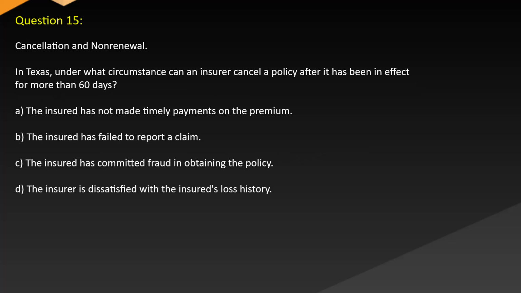Question 15. Cancellation and non-renewal. In Texas, under what circumstance can an insurer cancel a policy after it has been in effect for more than 60 days? A. The insured has not made timely payments on the premium. B. The insured has failed to report a claim. C. The insured has committed fraud in obtaining the policy. D. The insurer is dissatisfied with the insured's loss history.